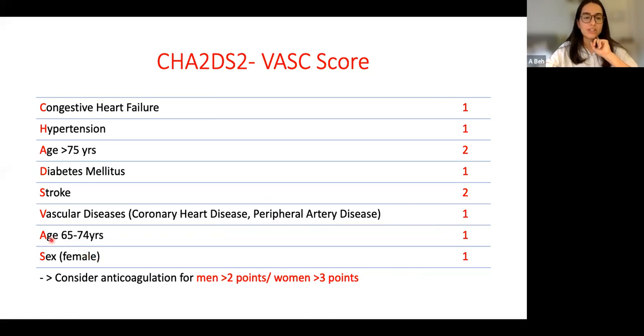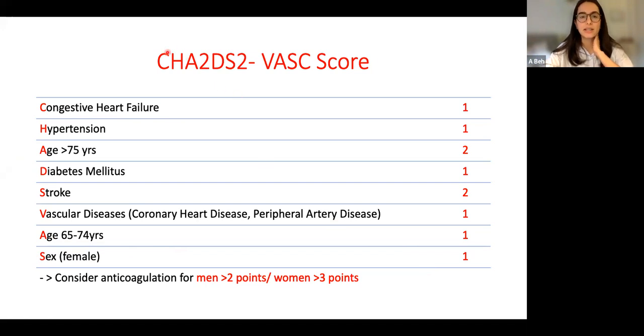Then we have age again. Age between 65 and 74 years will get the patient 1 point. This is a little stupid, that we have age 2 times in this score. I think it's just how it developed over time. But you have to know that age is a very important risk factor for atrial fibrillation. And then we have sex. If the patient is a female, she will also get 1 point.